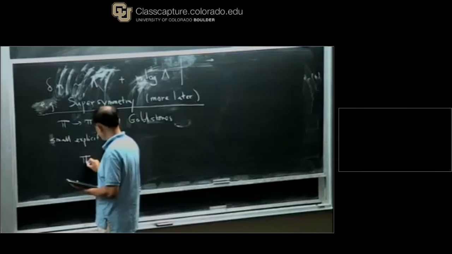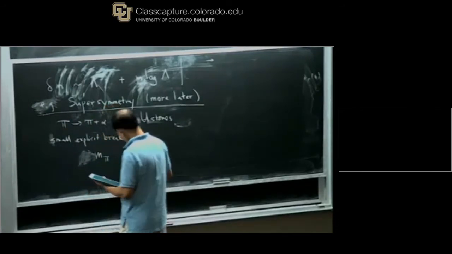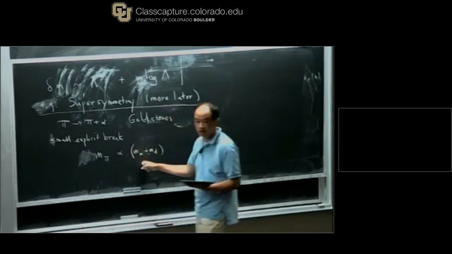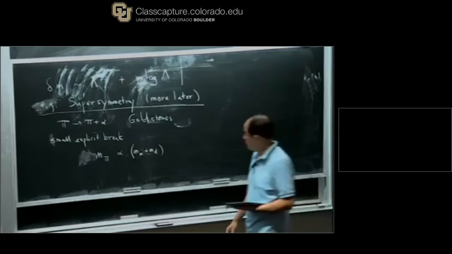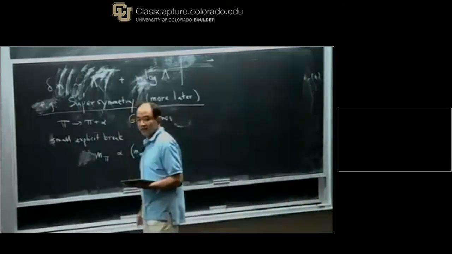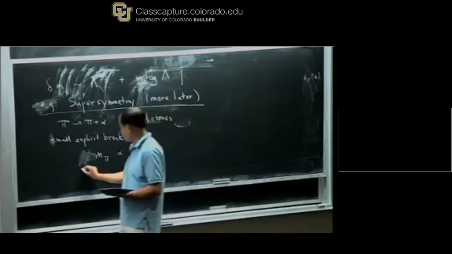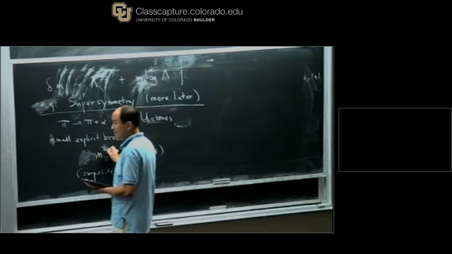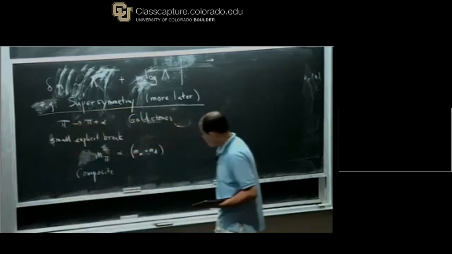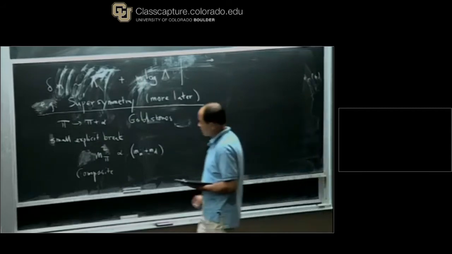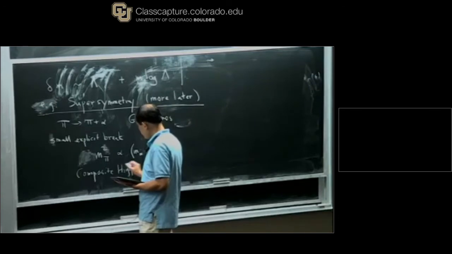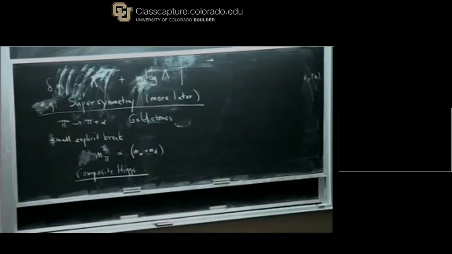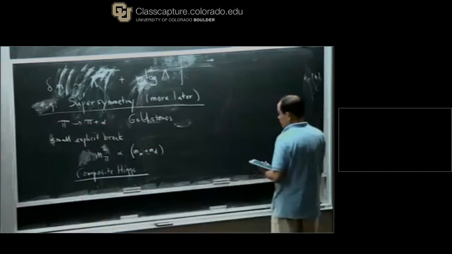So that's natural. So for example, the mass of the pion, as we just learned yesterday, is proportional to the spurion of quark mass. Okay, and this is the spurion that generates the pion mass. There is another example of using this to try to protect the mass, called the composite Higgs model. So we'll talk more about that later. So this is one way of generating a large scale hierarchy.